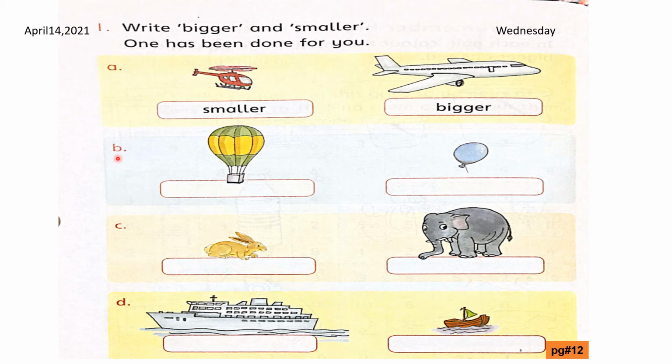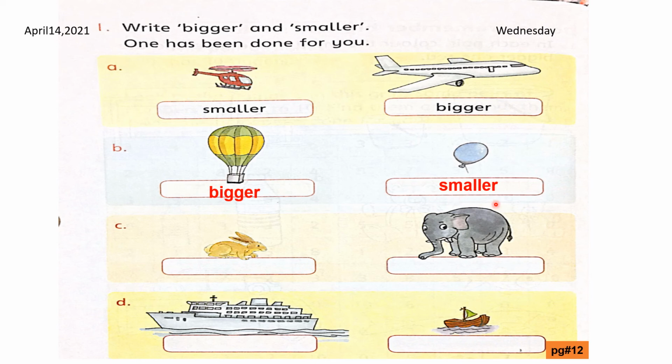Okay, now we are going to write part B question. There are two objects in different size. So right here, parachute is bigger than balloon. So you have to write spelling of bigger. And a balloon is smaller than parachute. So write spelling here, smaller.